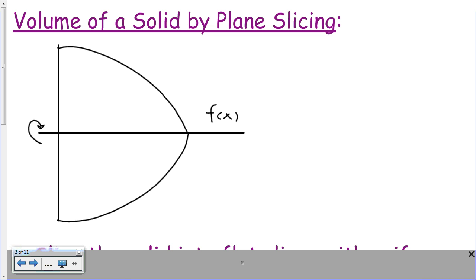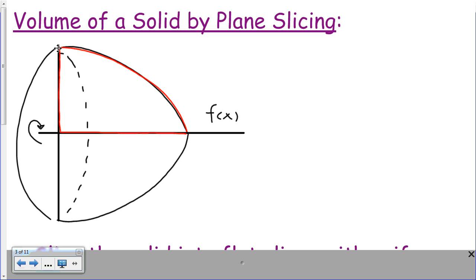It doesn't really matter if you can't do that. That's fine if you can't. It's kind of helpful sometimes if you can, but if you can't, that's no big deal. It looks something like this. It's been rotated around that x-axis, that original region there. This guy right here was rotated around that axis. And when it rotates around there, we end up with this 3-dimensional shape.